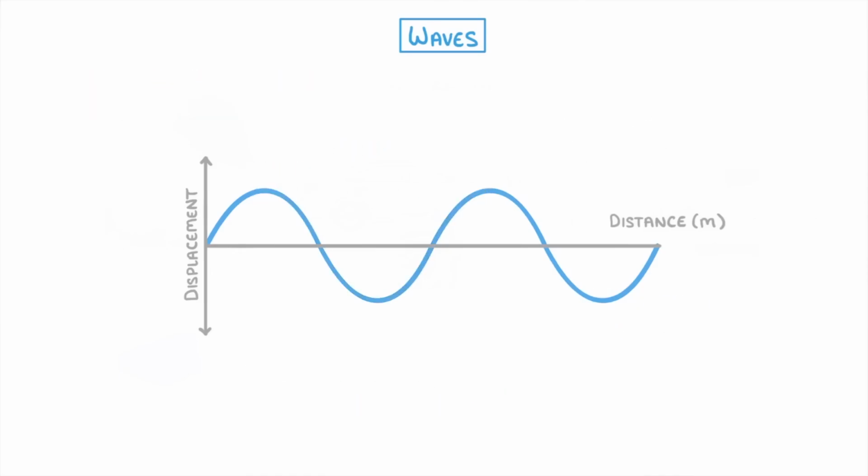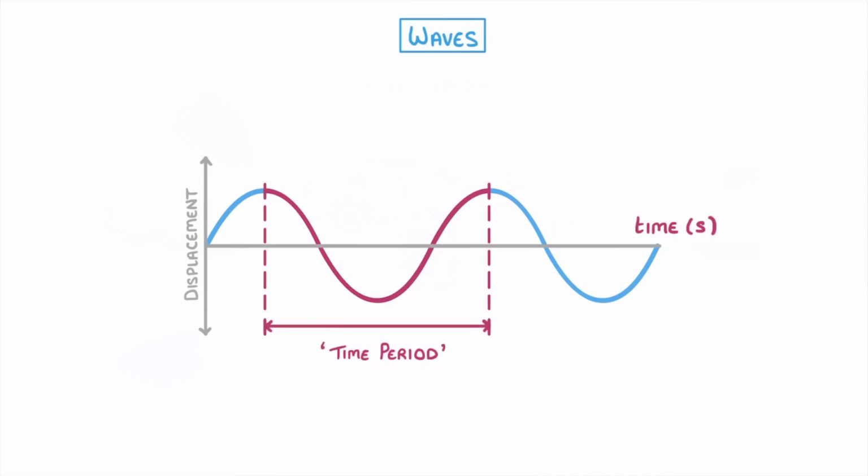Now, sometimes you might see a displacement time graph instead, which looks pretty much the same, but because we have time on the x-axis instead of distance, the length of one complete oscillation would be the time period instead of the wavelength. And the time period is just the time it takes for one complete oscillation.